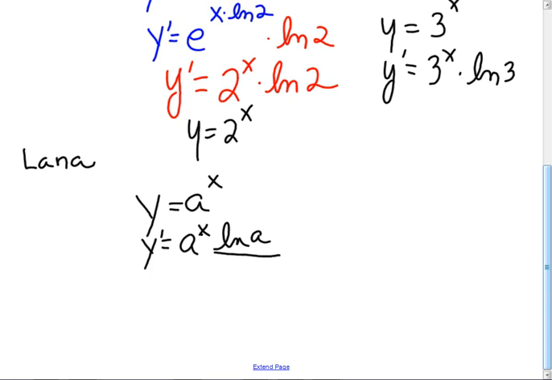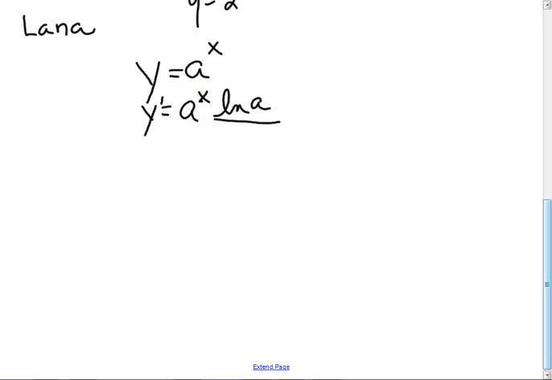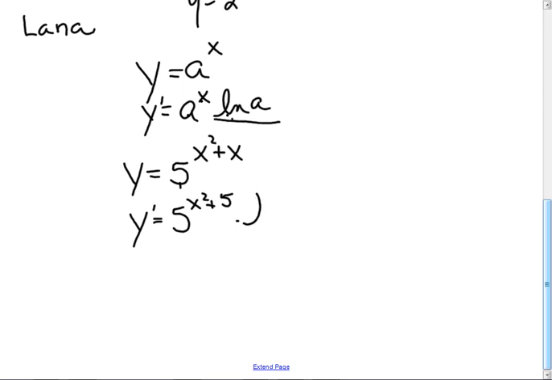Okay, what's the problem in here that we have? Did they give us one? No. So what if I had a to the x, it's this thing back times ln a. Okay, so what if I have y equals 5 to the x squared plus x? What's y prime? Let's give you an example. 5 to the x squared plus x times the log of the base, remember? So natural log of 5.